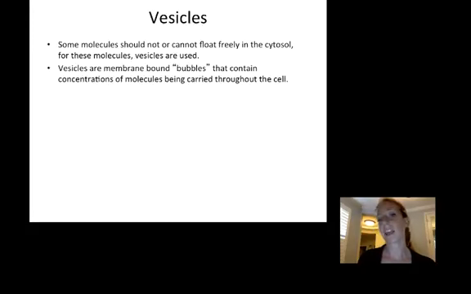Some molecules actually can't float freely in the cytosol, and for these molecules, vesicles are used. Vesicles are membrane-bound bubbles, kind of. They're not really bubbles, but I'm going to say bubbles in quotation because they look like bubbles. They're little membrane-bound structures that are usually spherical that contain concentrations of molecules being carried throughout the cell. And these are molecules that normally would not be dissolved in the cytosol, or the cell wants them so concentrated that it's going to concentrate them in vesicles.